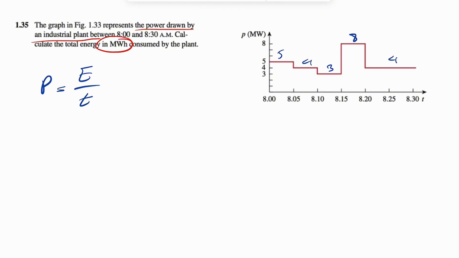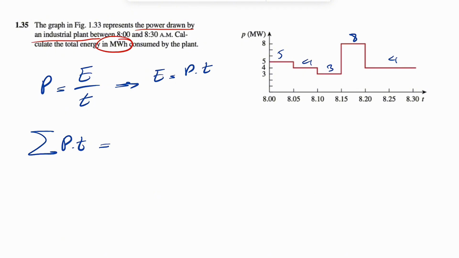We just need to watch the units because we have to find it in megawatt hours, and the time changes are in minutes. So to find the total energy, we can see that energy is equal to power times time. Basically, we have to find the sum of all these values.